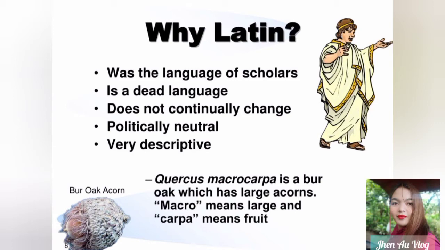So here we have a bur oak acorn. The scientific name is Quercus macrocarpa. It's a bur oak, which has large acorns. Macro means large and carpa means fruit. So that's how they derive the scientific names of certain plants.